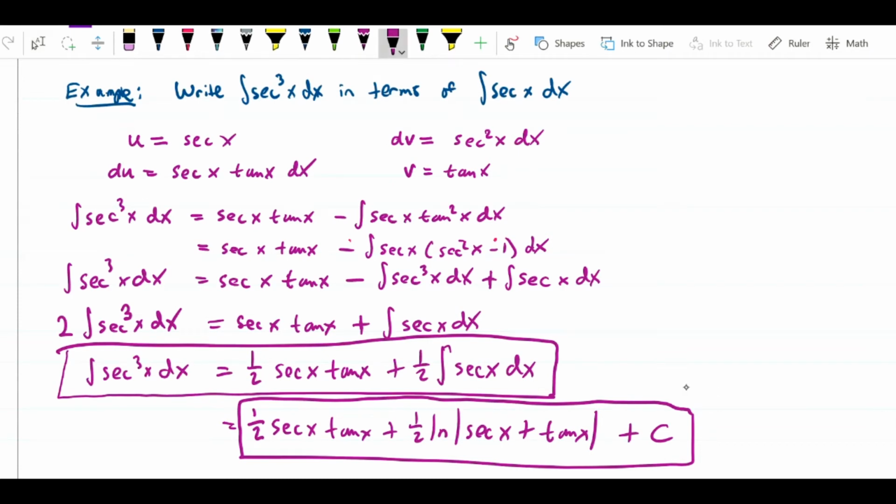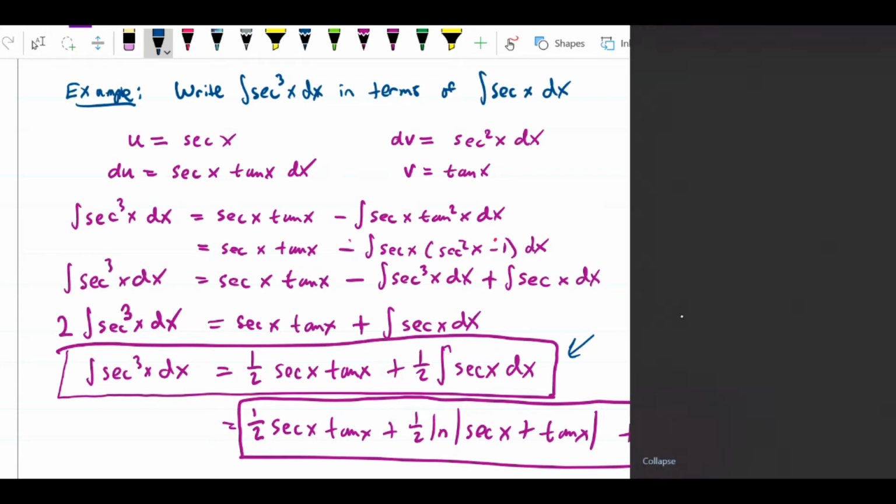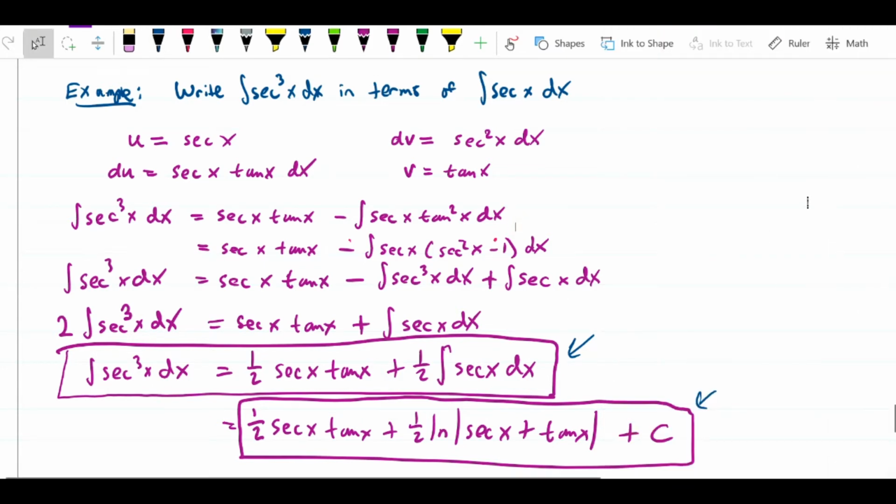This last point here is not the answer to the question. It's just a true statement. But if the question is to write the integral of secant cubed in terms of the integral of secant, this would be the answer to that question. This is something that we very much like students to be able to do, this sort of operation, sometimes with harder versions of it.